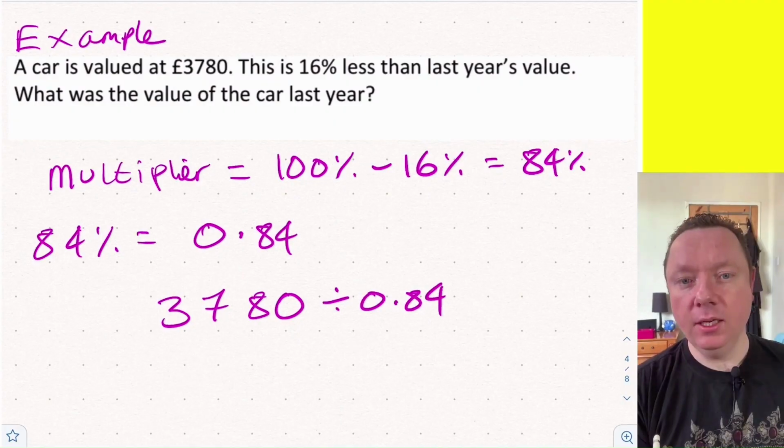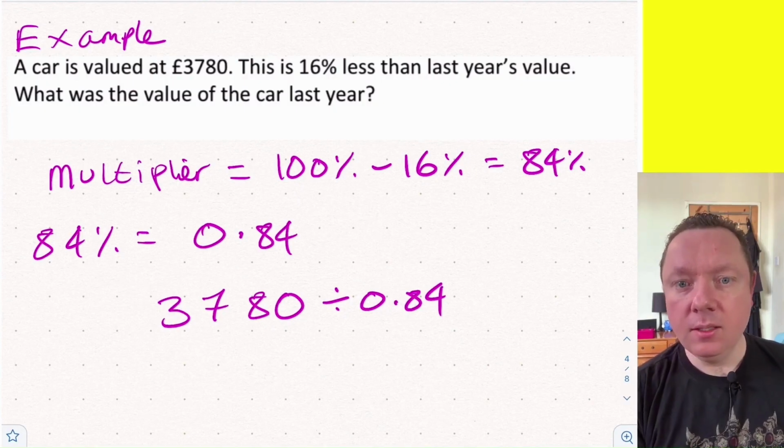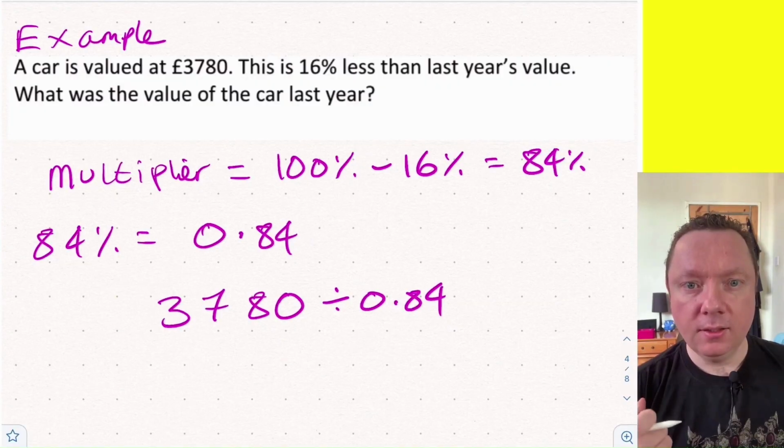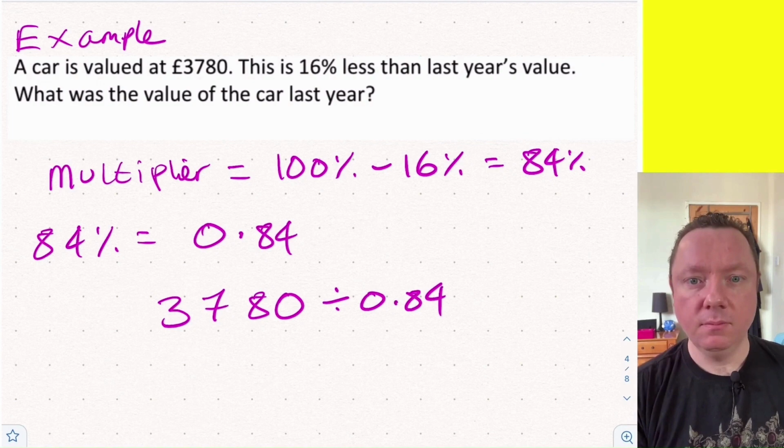Here's a little tip for you. If there's no time in the question, you're doing a calculator paper, most of the time you'll have to divide. If there's time, you times. No time, divide.